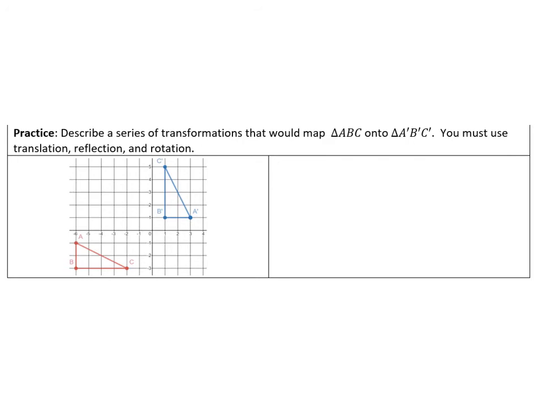We've got 2 different triangles, and I want you to tell me 3 transformations. One of them will be a translation, one will be a reflection, and one will be a rotation to get the red triangle to the blue triangle, to get them to overlap.